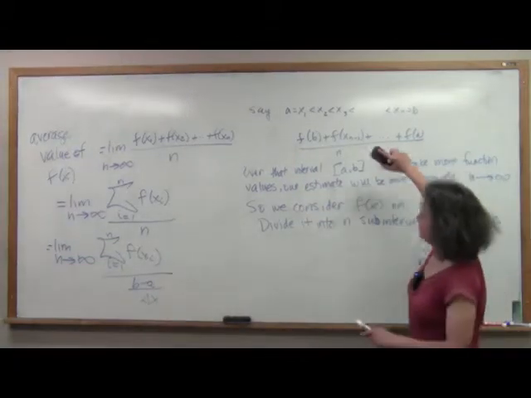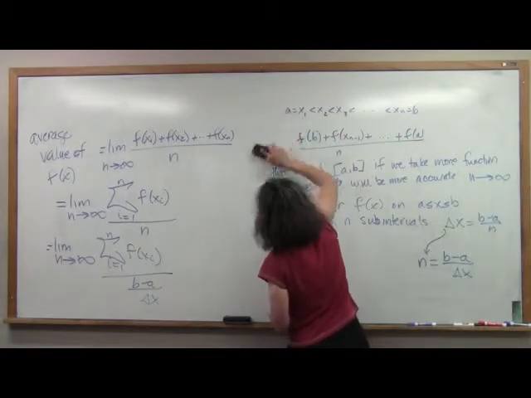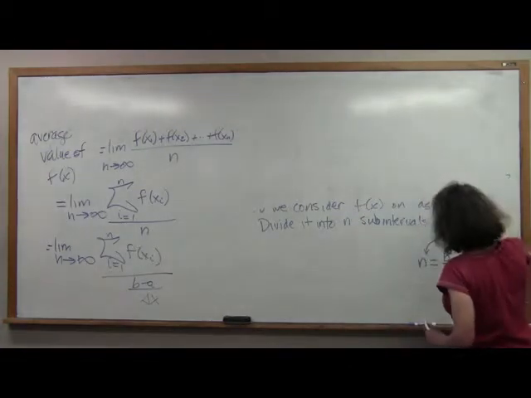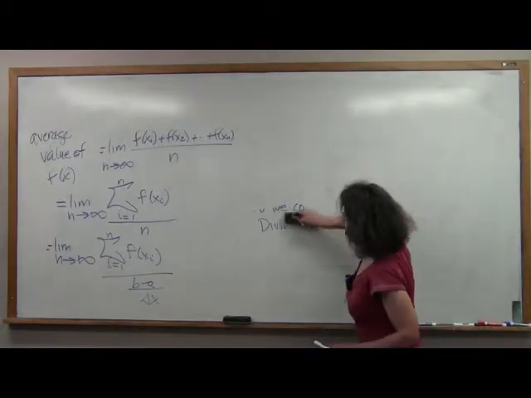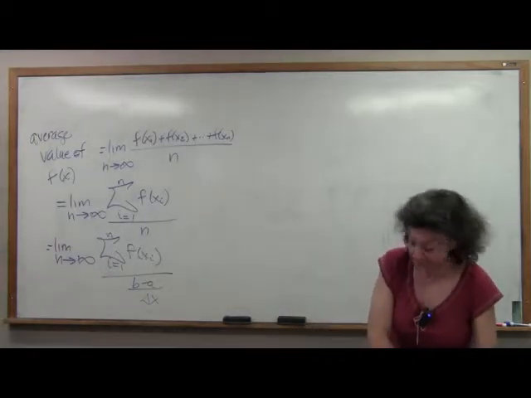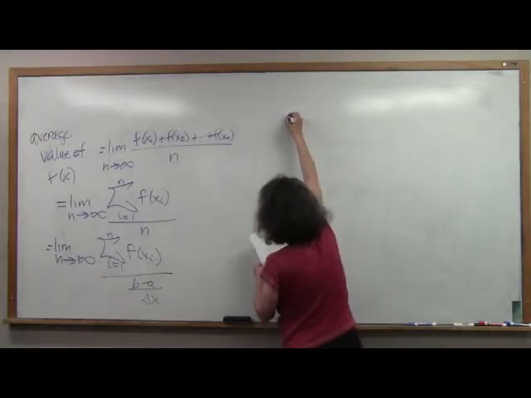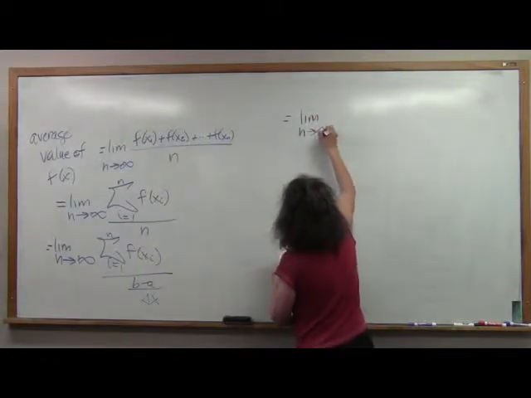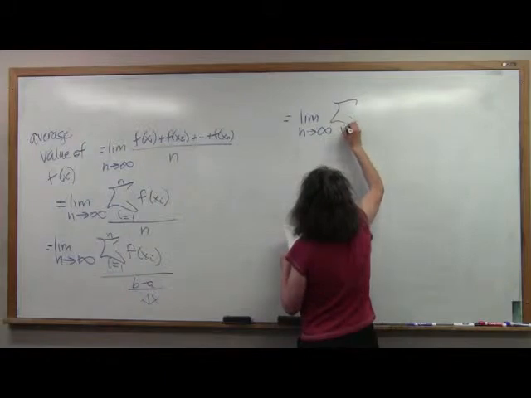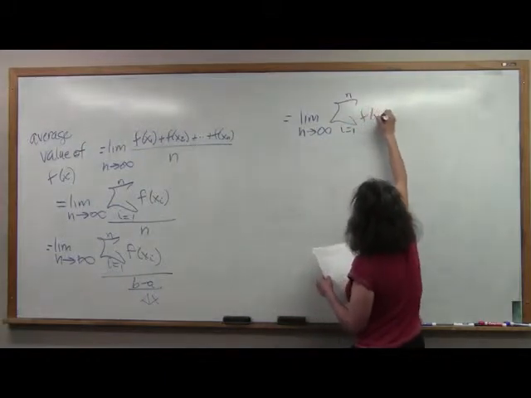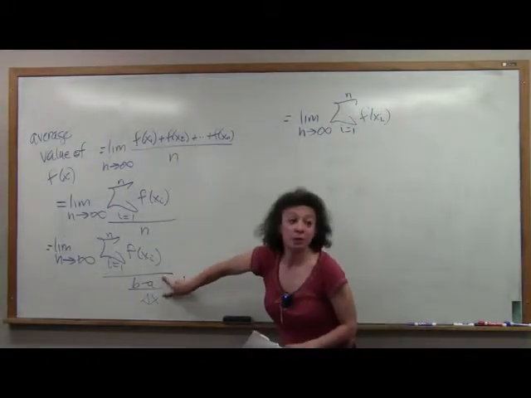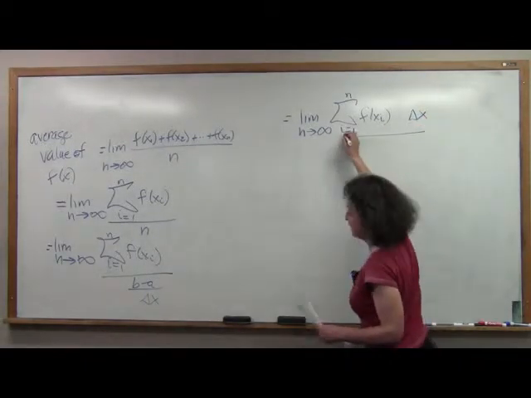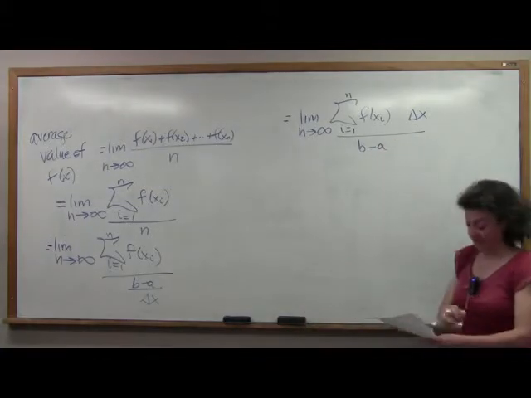Okay? We don't like things written like that. When you divide by a fraction, what we do is we multiply by the reciprocal. So now let's just clean this up algebraically. And let's say that this is then going to be equal to the limit as n goes to infinity of that sum from 1 to n of f of x sub i. And again, what I'm going to do is invert and multiply, so that's times delta x all over b minus a.